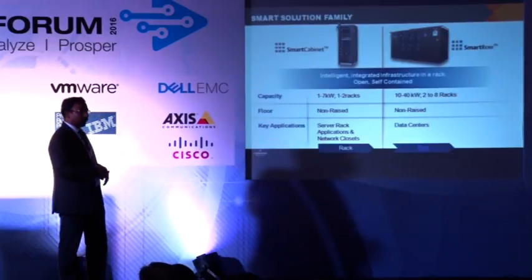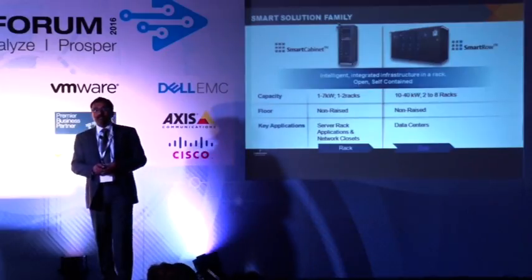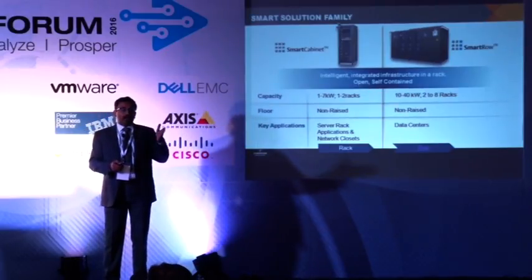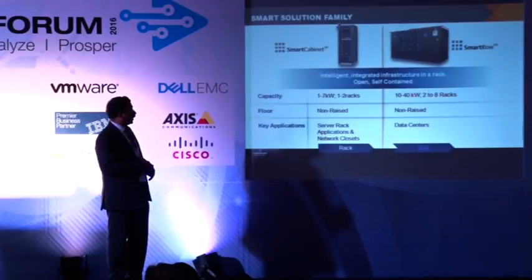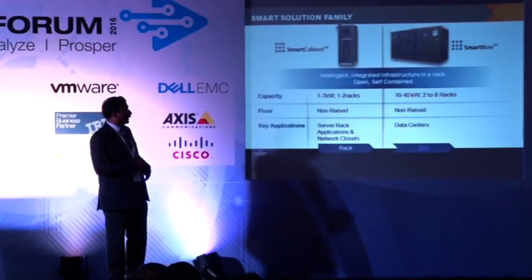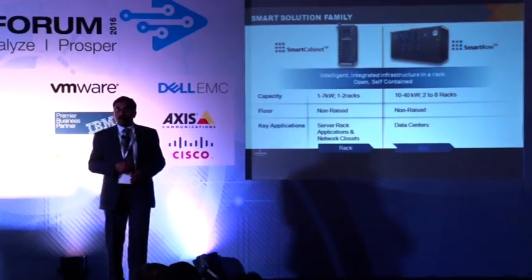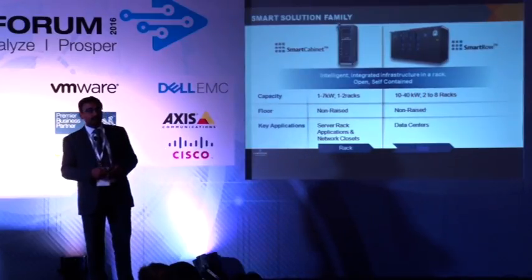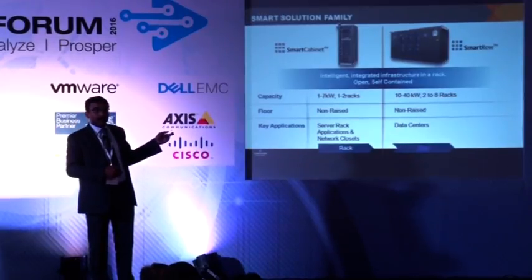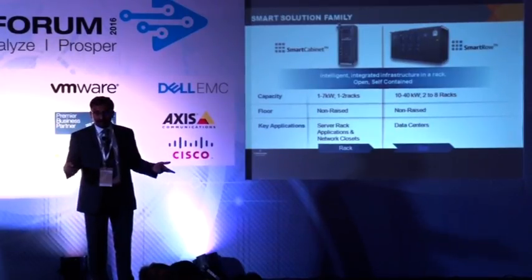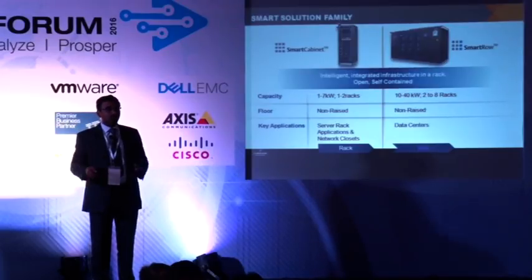So what we talk about are 1 or 2 rack solutions, where you typically have a 1 ton or 2 ton cooling requirement. And from 2 to 8 racks, it is 10 to 40 kilowatt. That means around 5 to 6 kilowatt per rack of cooling can be provided. It eliminates the need for a room itself because this is cooling within the rack.